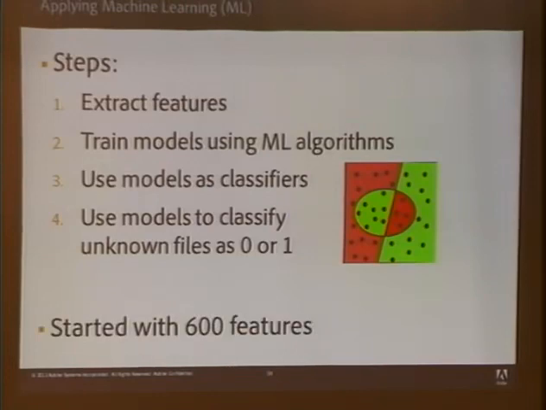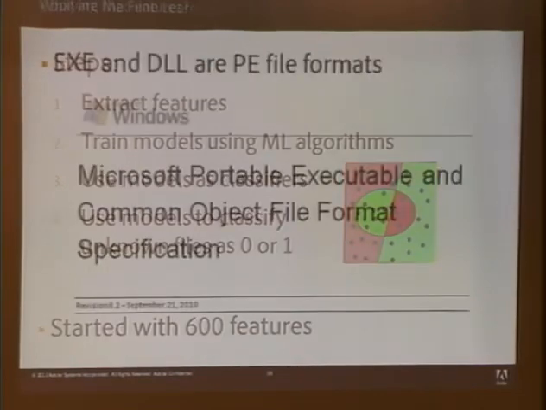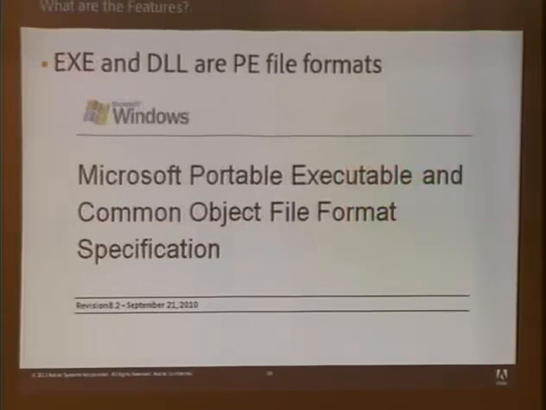And in the beginning, I started with 600 features derived from a binary file. So what is a binary? What do I mean by binary file? The majority of systems out there are still 32-bit, and the exe and DLL are portable executable file formats for 32-bit systems. This standard is public. You could go to the Microsoft website and download the standard.